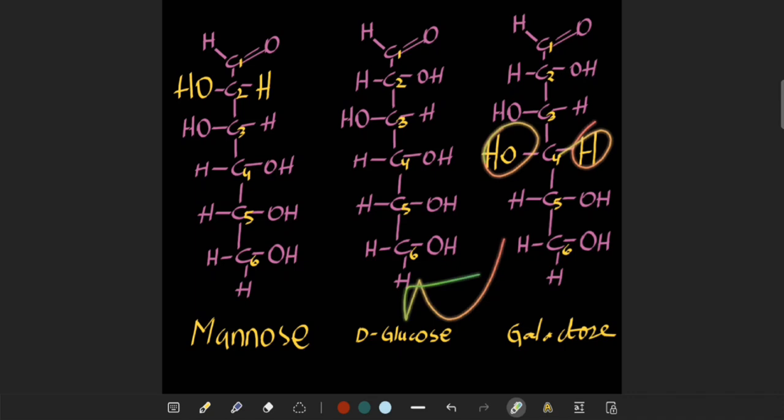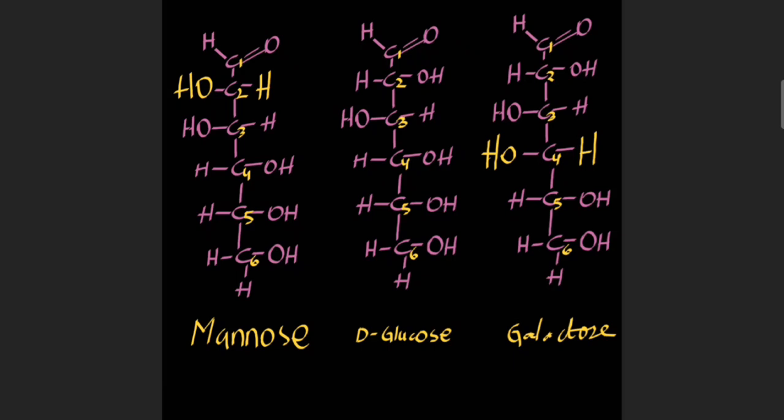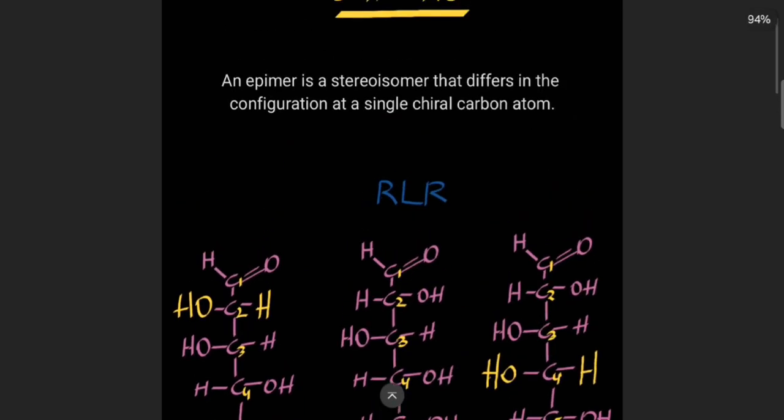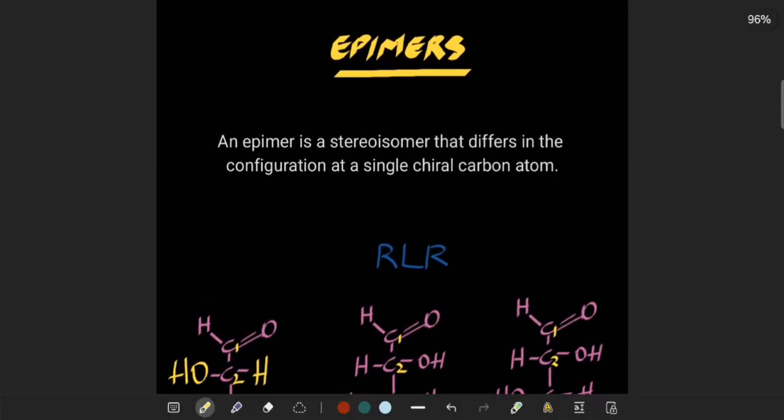So now let us go back to the definition and try to understand what the definition meant. So what exactly is an epimer? An epimer is a stereoisomer. That means the chemical formula is going to remain the same, but the structural arrangement of the atoms is going to differ. And that also where it is going to differ is in the configuration at a single chiral carbon.